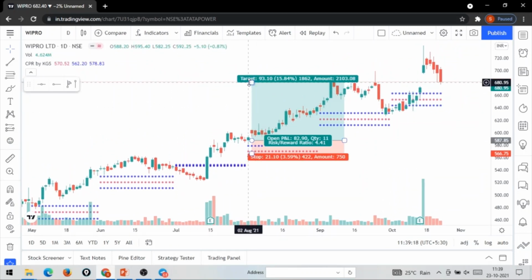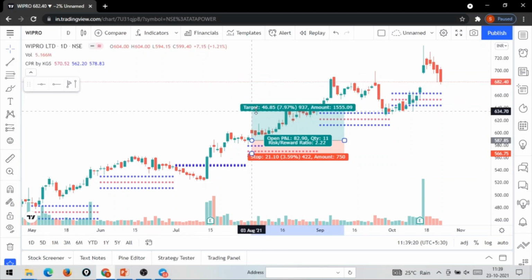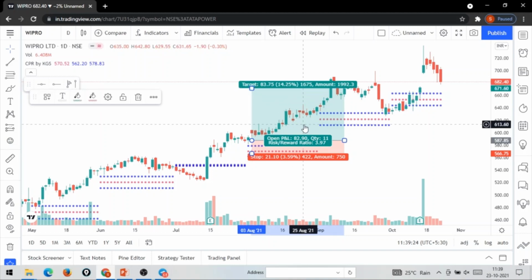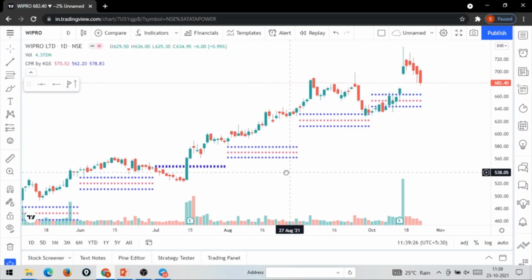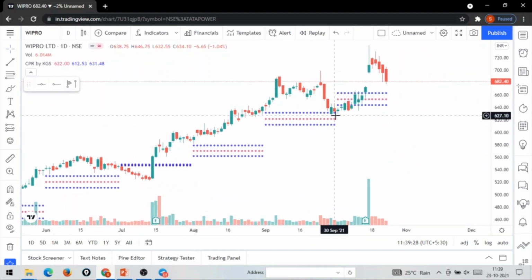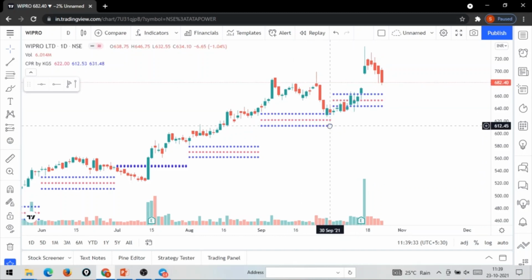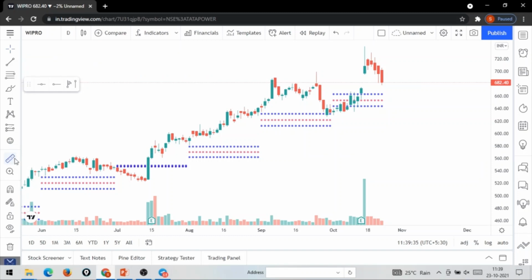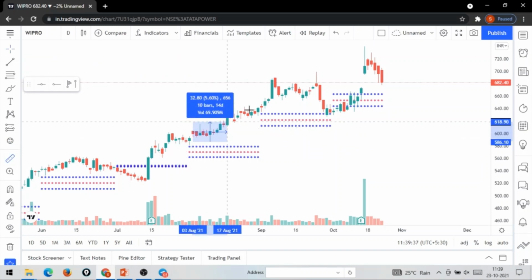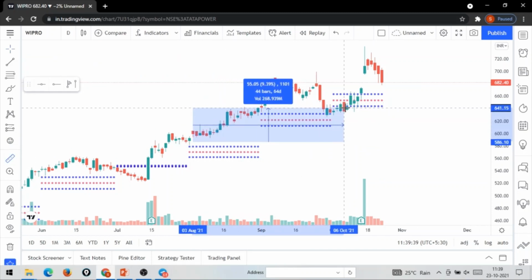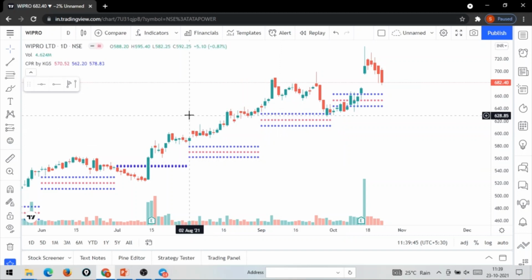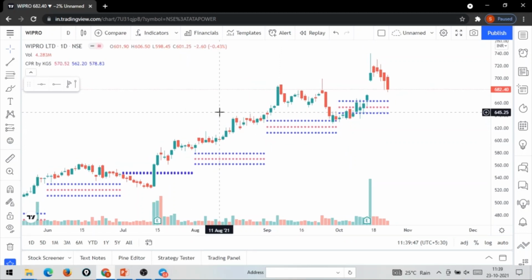I usually recommend booking half of your profits at 1:2 and keep trailing your stop loss to 1:3, or when you do not see any candle closing below the CPR or central pivot range, you exit that stock right there. So you entered here, you exited here, around 10% profit in 64 trading days. Let's look at another chart.